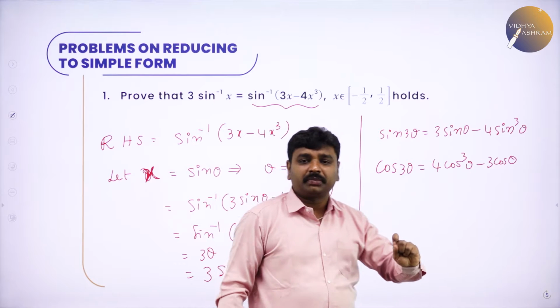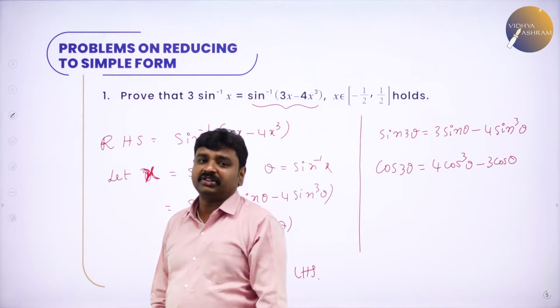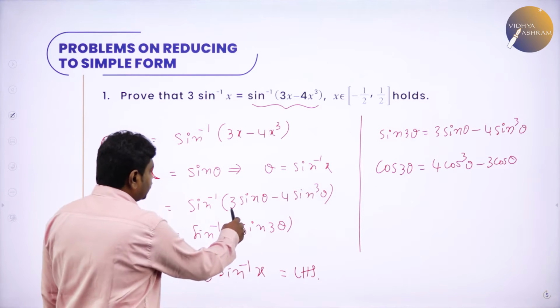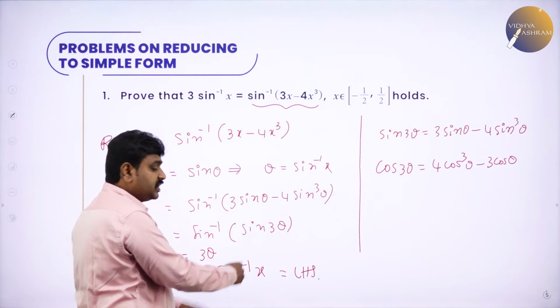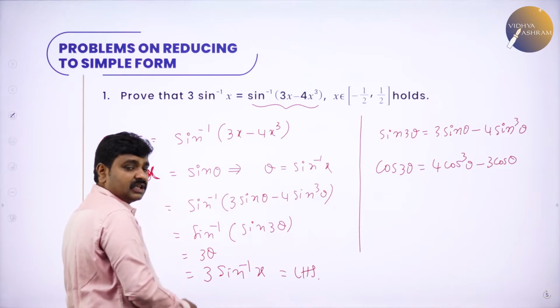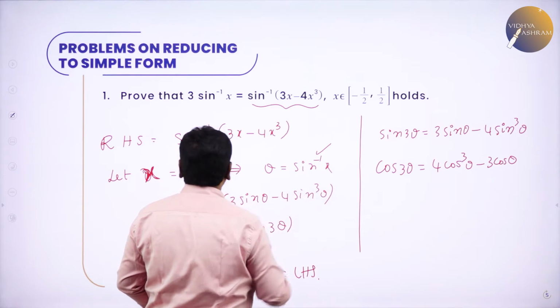So become thorough with the multiple angles. What is sin 3 theta? 3 sin theta minus 4 sin cube theta. So here we will get 3 sin theta minus 4 sin cube theta. We can compress it as sin 3 theta. Sin inverse of sin 3 theta becomes 3 theta. Theta is what? Sin inverse x.